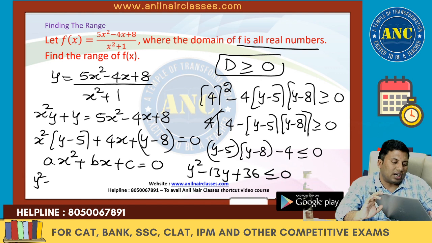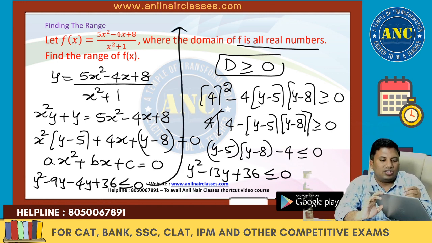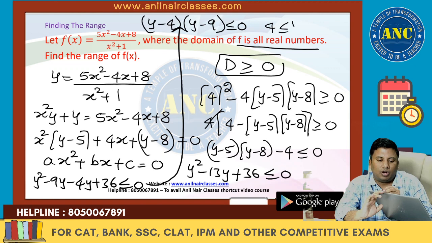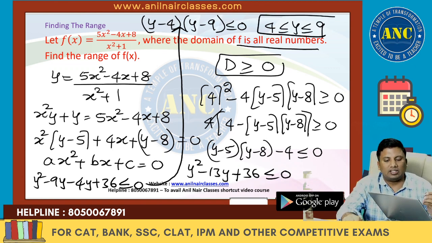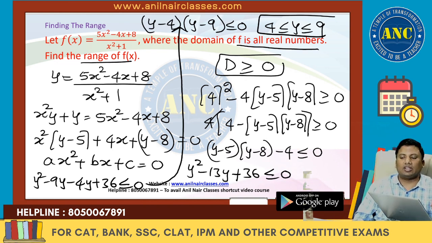Roots of 36 are 9 and 4. y square minus 9y minus 4y plus 36 less than or equivalent to 0. So the range of y is (y minus 4) into (y minus 9) less than or equivalent to 0. So the answer is 4 less than or equivalent to y less than or equivalent to 9. So what is the range of this function? The range of this function is 4 less than or equivalent to y less than or equivalent to 9.